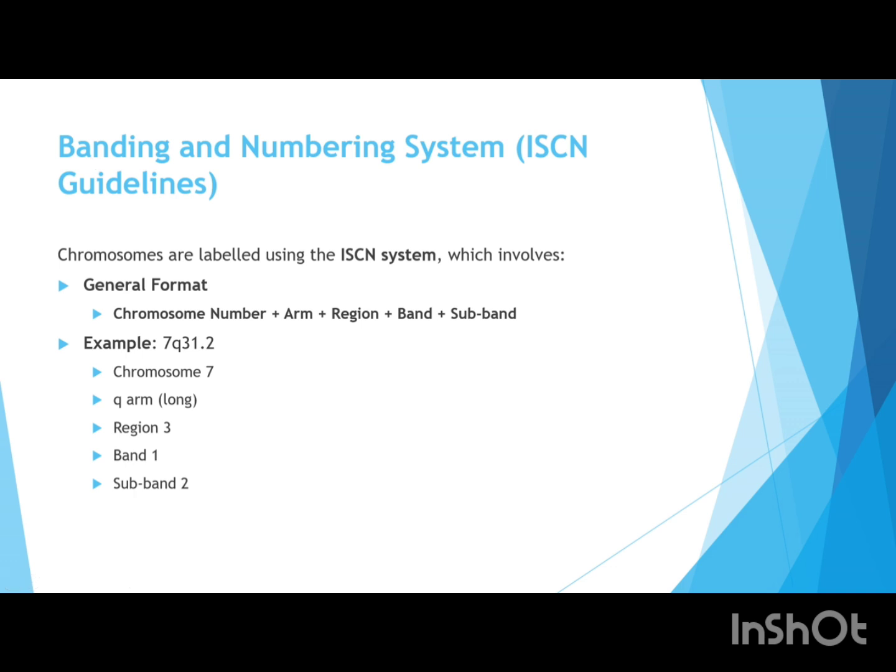Now, banding and numbering system: what are the ISCN numbering guidelines? First of all, you have to write the chromosome number. Whatever chromosome you are studying, you have to first mention the chromosome number. Then you have to mention the arm. There are two arms, p and q. So, whichever arm you are following, you have to mention that arm. Then the region which you are following. After the region, there is the position of the band and the subband. So everything has to be written in this sequence. The subband has to be written with a decimal or a full stop before it. So number, arm, region, band, and a dot. Then we have to add the subband.